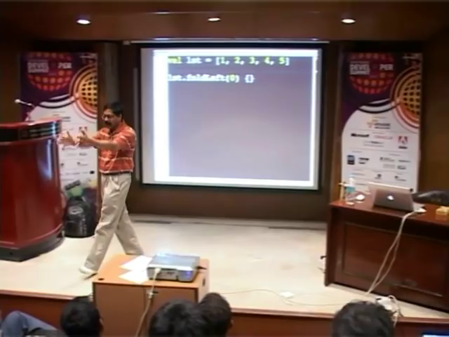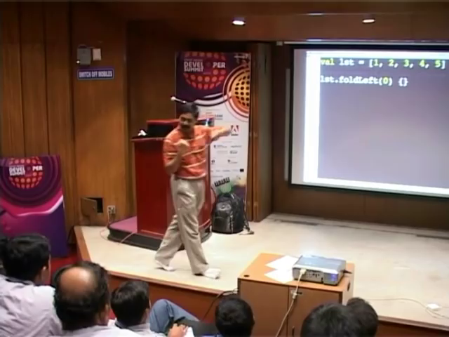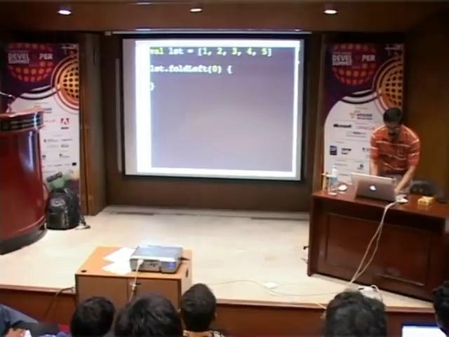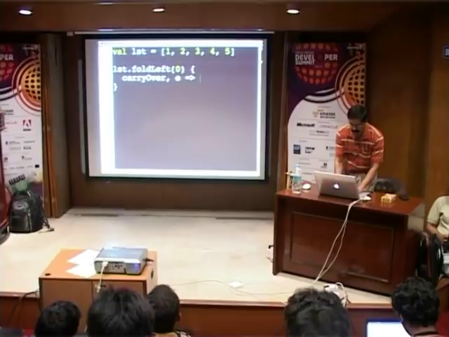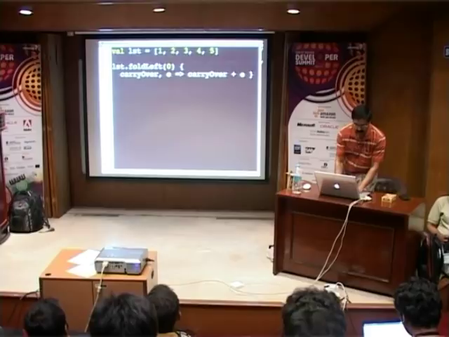You are given a function. How many parameters is this function going to have? Two. One that you get from the left, and the one that is yourself, right? So it's going to take two parameters. The first parameter is carryover. The second one is element. And what does it return? Carryover plus element, right? It returns carryover plus element, and then print the total value.